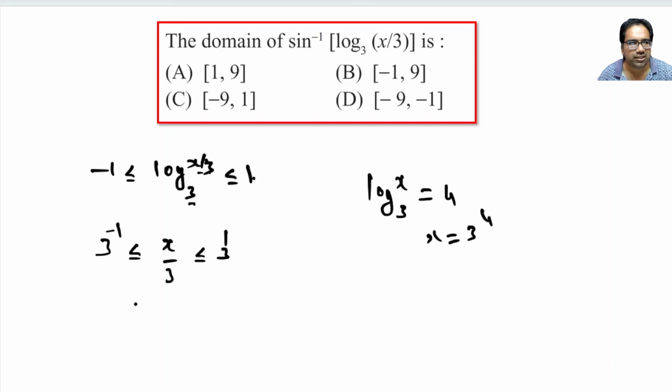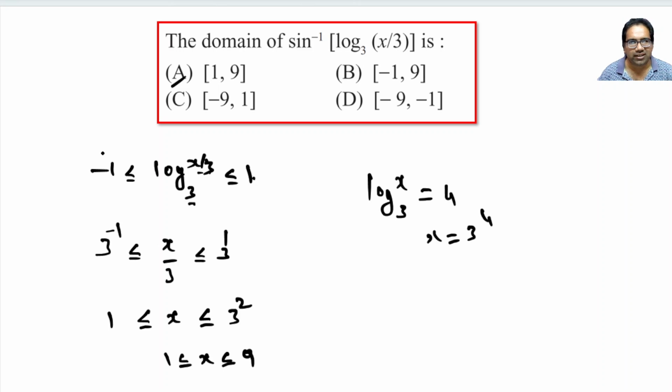And let's multiply with 3 on both sides. So 3 into 3 power minus 1, that is 1, should be less than or equal to x, which is less than or equal to 3 into 3 power 1. That is 3 square, which is 9. That is the correct answer. x should lie between 1 and 9. Very simple problem. Right, guys.